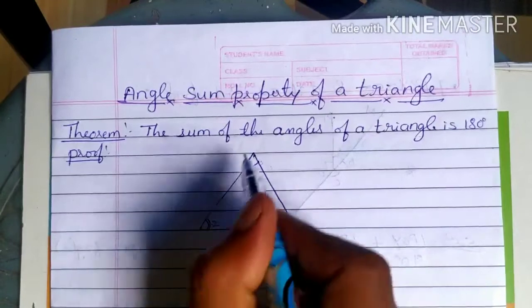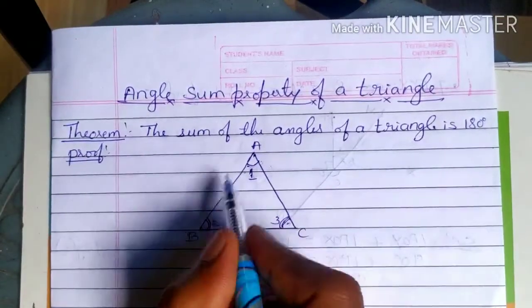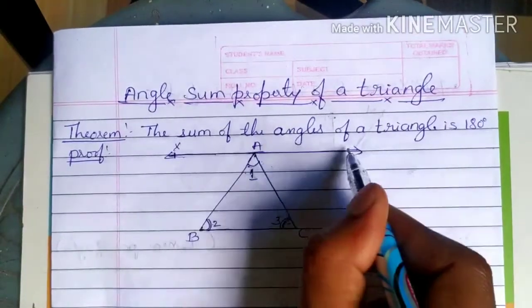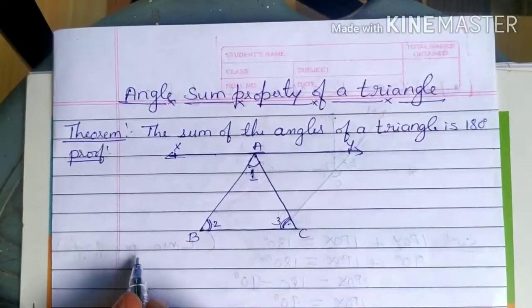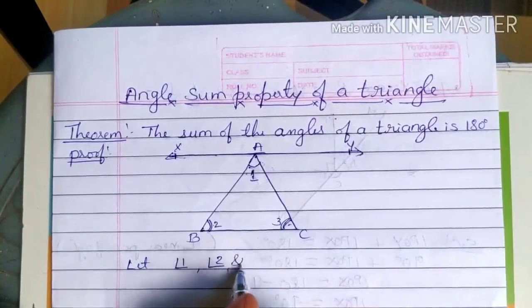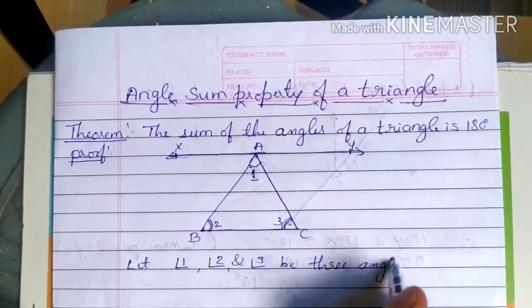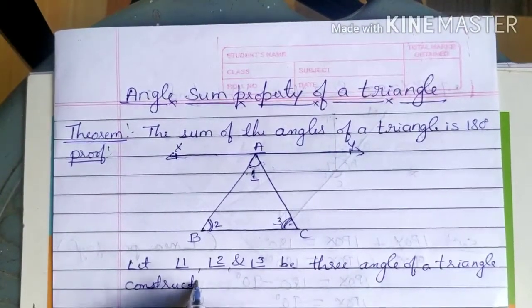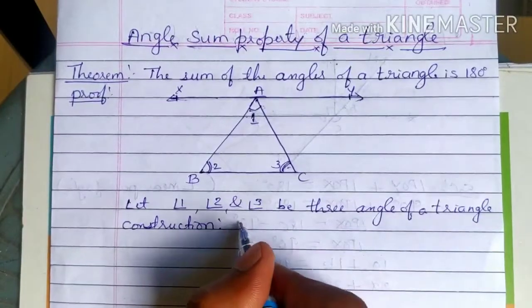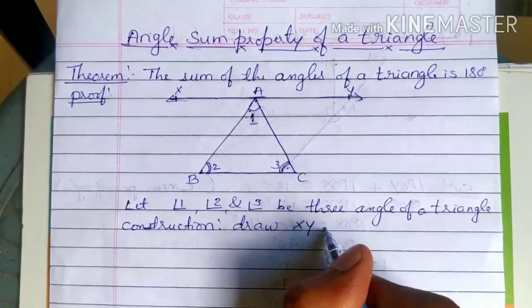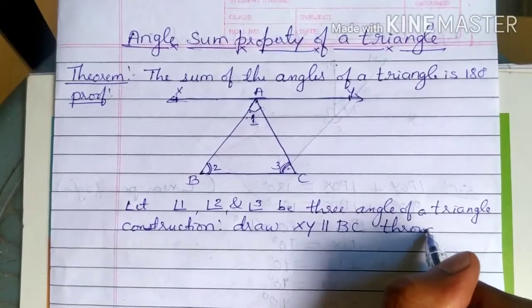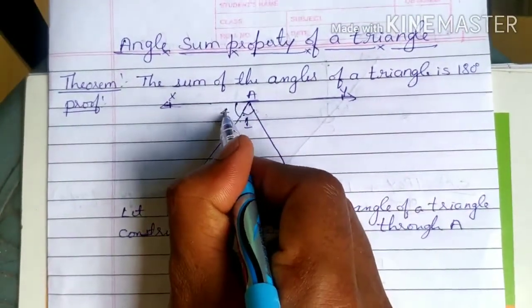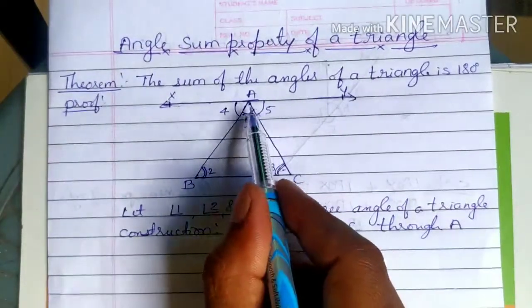To prove, we'll make a construction. Let me consider ABC, three vertices, and parallel to BC I will draw a line XY. Let us write the construction. Let angle 1, angle 2 and angle 3 be the three angles of a triangle. Construction: draw XY parallel to BC through the point A. That is the construction. Let this angle be 4, let this angle be 5.